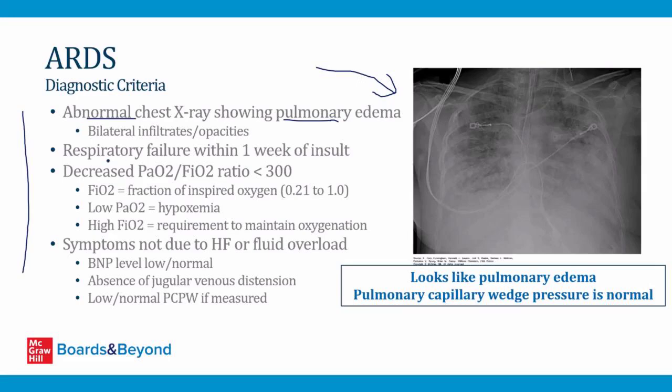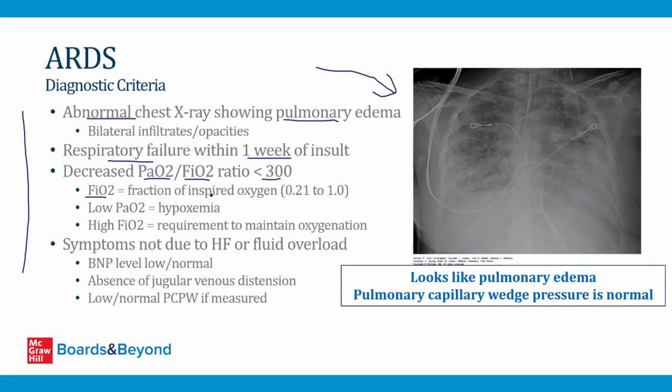Another criteria is the respiratory failure has to occur within 1 week of the insult. So if a patient had sepsis or trauma and months later develops something like this, that wouldn't be called ARDS because it has to occur within a week of the insult. Another very important criteria is a decreased ratio of PaO2 to FiO2 such that it becomes less than 300. Let's talk about what this means.